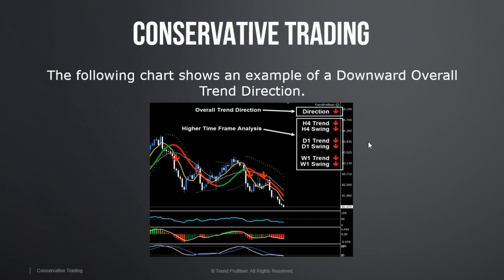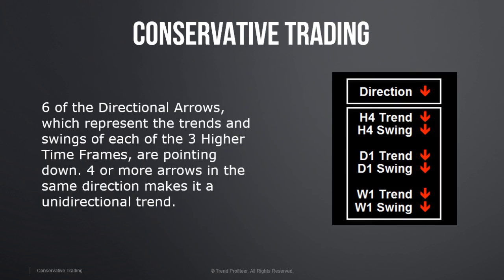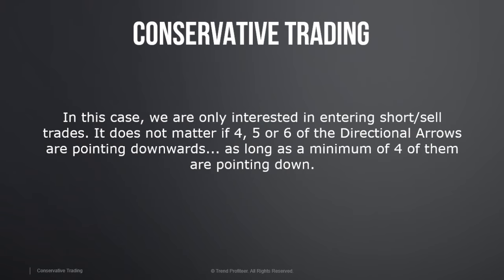In this case, it's a sell only because 6 out of 6 of the high time frame directional arrows are pointing down. Now we only need four or more to get a unidirectional OTD. So if four of these arrows were pointing down, we would get the overall trend direction pointing down. 6 of the directional arrows in this example, which represent the trends and swings of each of the 3 higher time frames, are pointing down. 4 or more arrows in the same direction makes it a unidirectional trend.